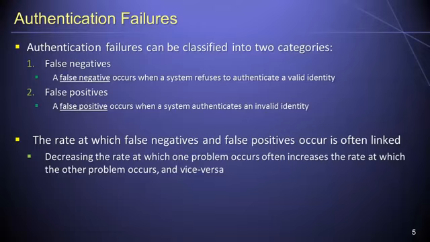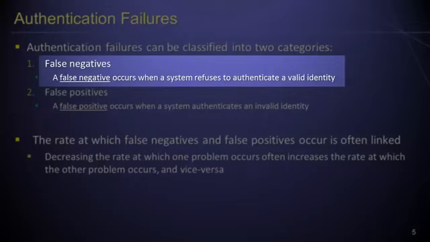When the authentication process fails, we can classify those failures into two distinct categories. They are either false negatives or false positives. With respect to authentication, a false negative occurs when a system refuses to authenticate a valid identity. Imagine, for example, that you are trying to log into your email account and you provide the correct username and password, and the system still refuses to allow you to log in. That would be an example of a false negative.